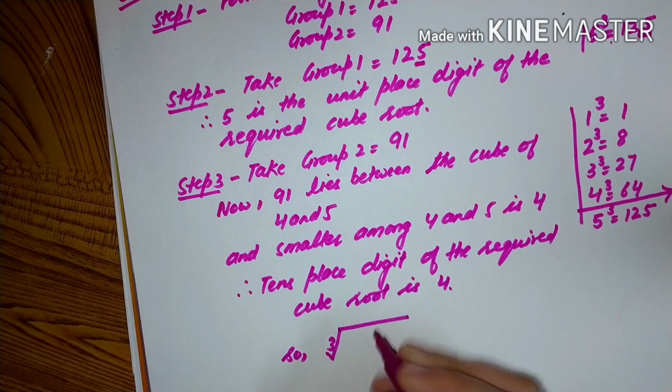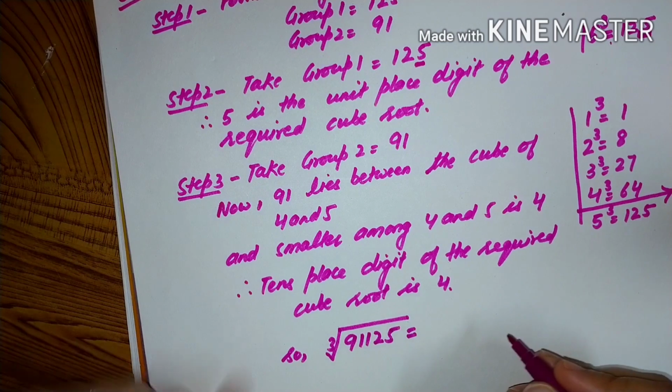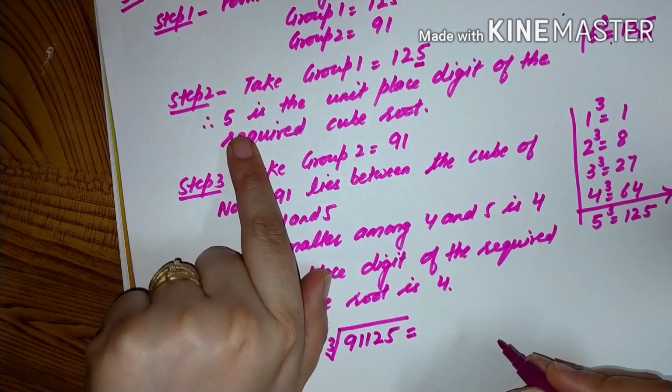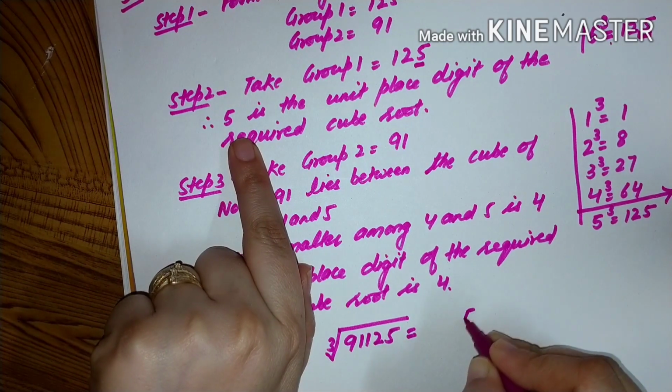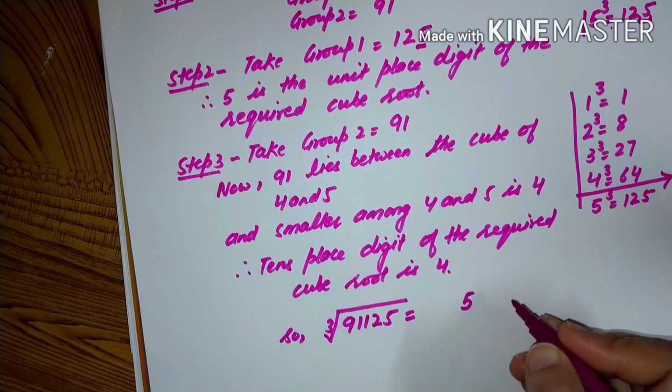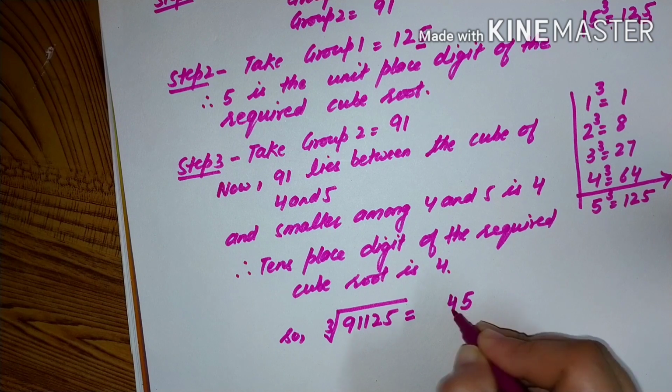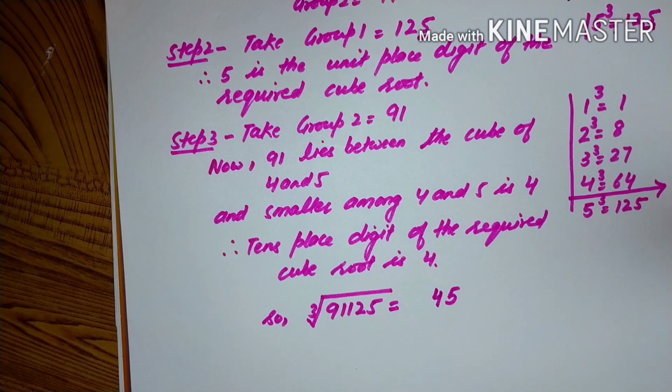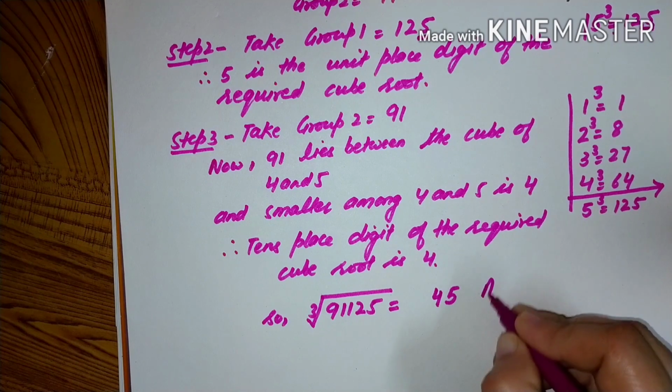So the cube root of 91125: from step 1 you can see that 5 is the unit place digit, so 5 will be written on the unit place, and 4 is the tens place digit, so 4 will be written on the tens place. Therefore the cube root of 91125 is 45.